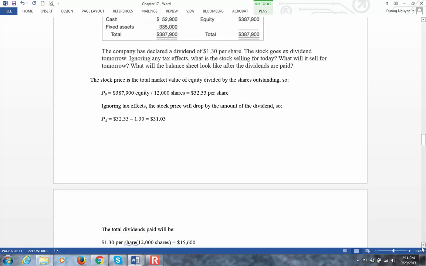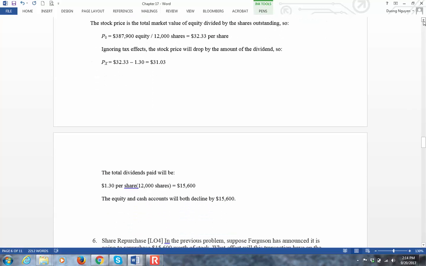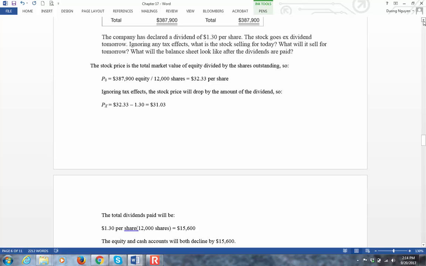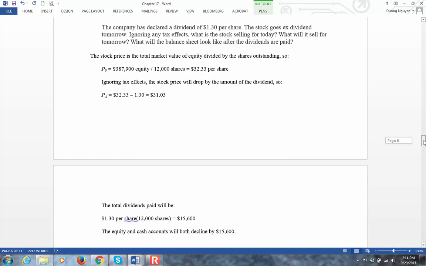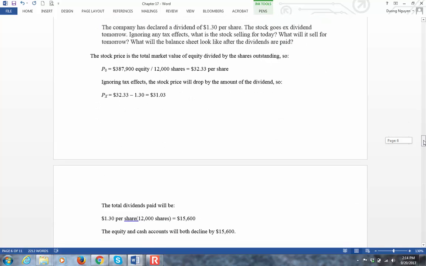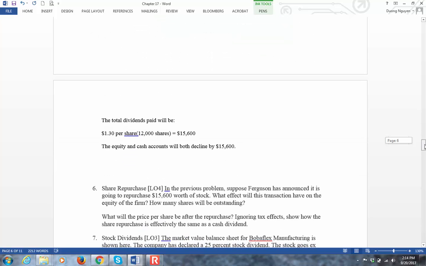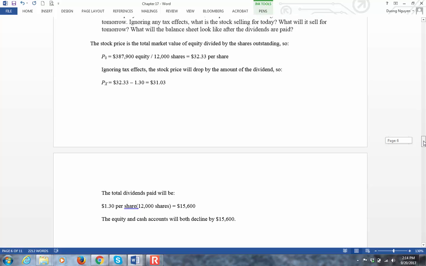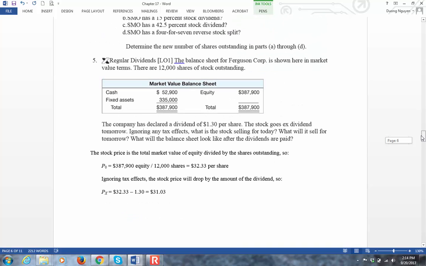Now, how much in dividends will be paid? $1.3 per share times 12,000 shares. It is $15,600 in dividends. So the company used cash to pay the dividends. Okay, so both equity and the cash account will decline by 15,600. Okay.